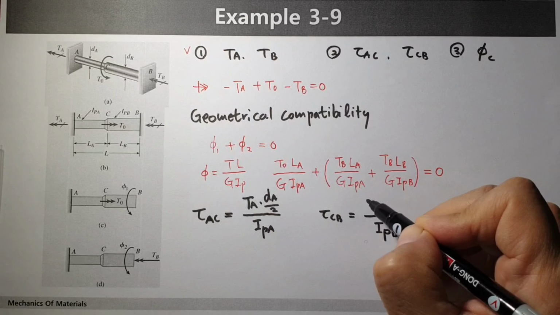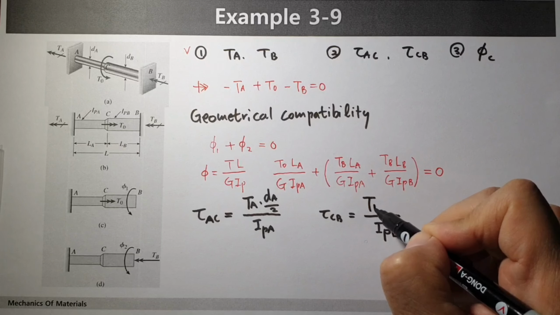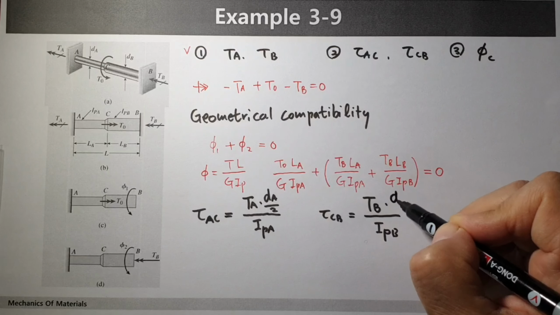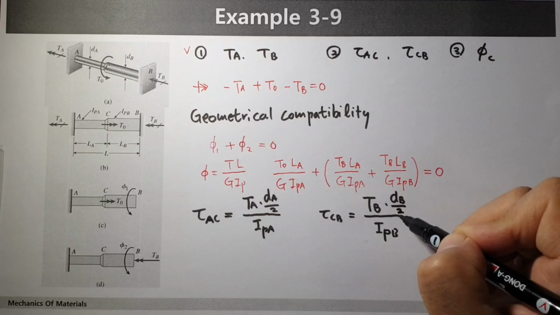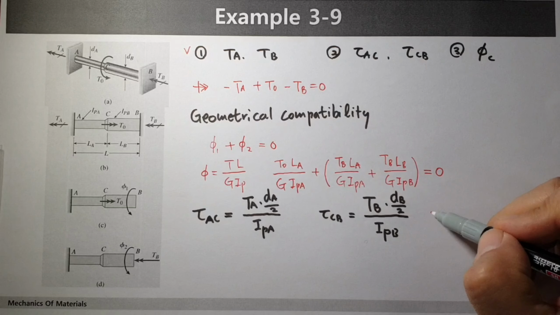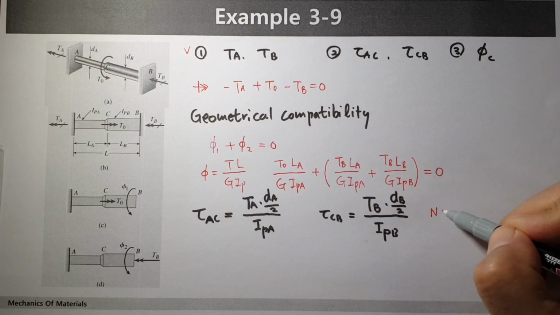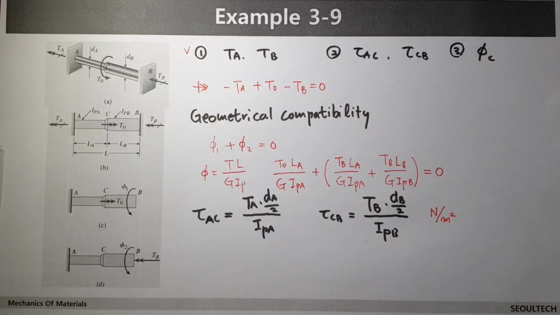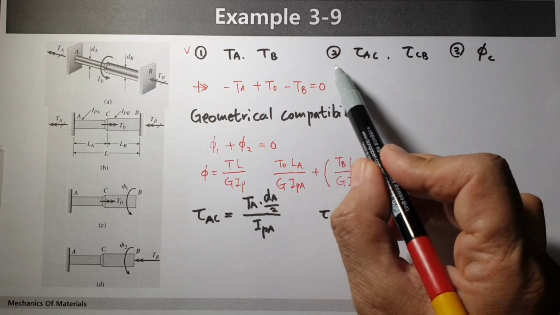And tau CB is also TB over IPB times the radius, diameter dB over 2. This value is tau CB. Of course, this is shear stress. That's why we can consider the unit Newton per meter squared. That's all.